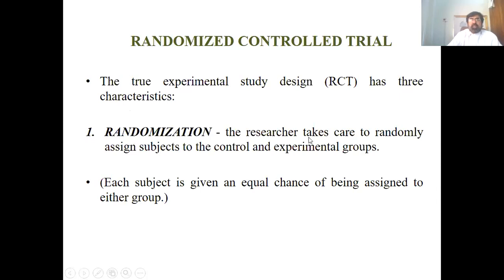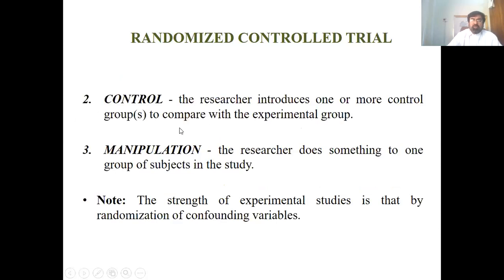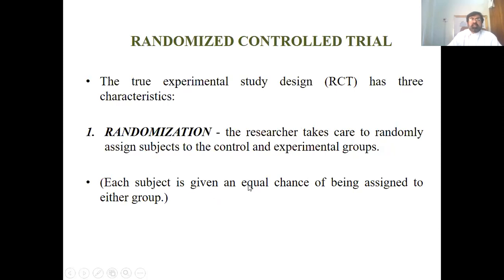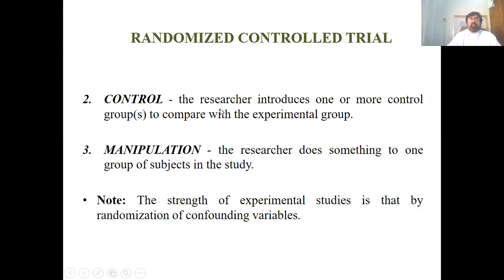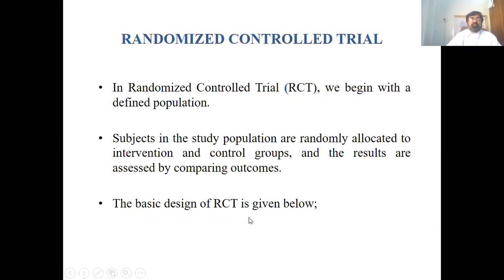So the true experimental design, or RCT, has three characteristics. First is randomization. The researcher takes care to randomly assign subjects to the control and experiment, so that it shall not be biased. When you do randomization, bias is automatically removed. Each subject is given an equal chance of being assigned to either group. This is the definition of randomization. Control: the researcher introduces one or more control groups to compare with the experimental group. Manipulation: the researcher does something to one group of subjects in the study. The strength of experimental studies is randomization of confounding variables. You have to have strict protocols and you randomize so that you can control the confounding factors.